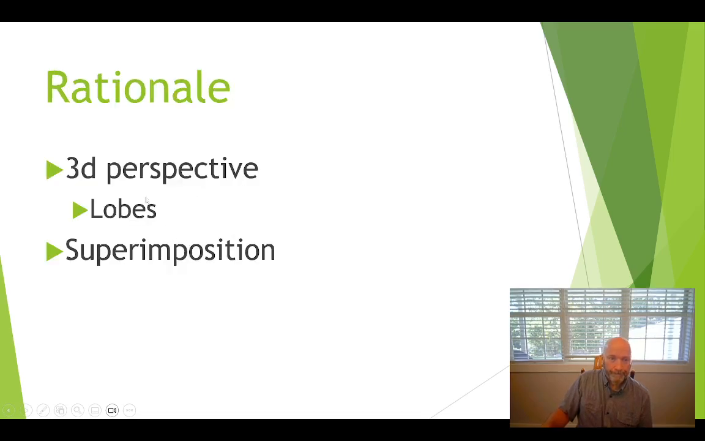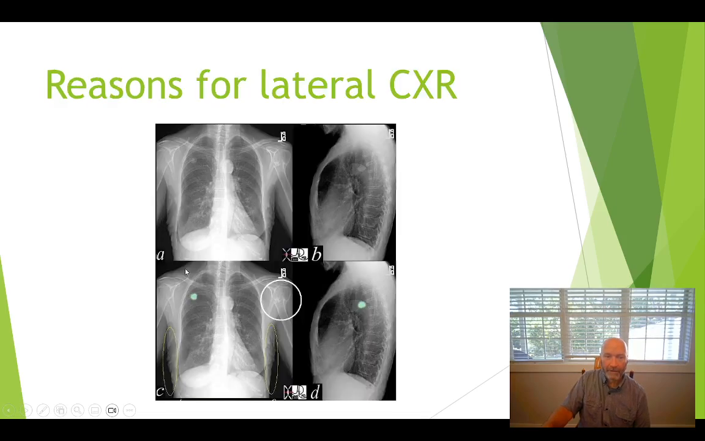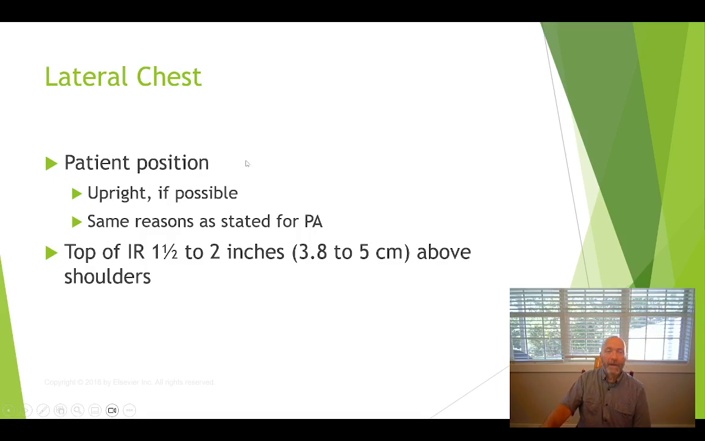So we do the lateral for three-dimensional perspective so that we can identify the lobes and where the pathologies might be, but also to remove superimposition of things. So that's not uncommon for laterals or oblique projections as well. So how we're going to position for our lateral chest x-ray is the patient's going to be upright if at all possible. Again, just like on the PA, for the same reasons as the PA.